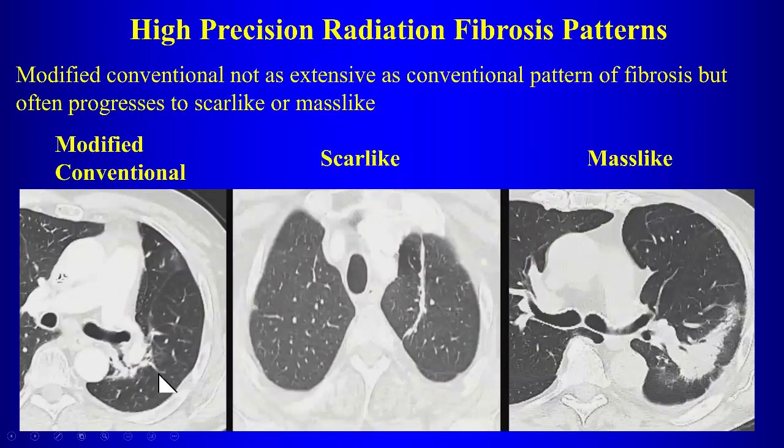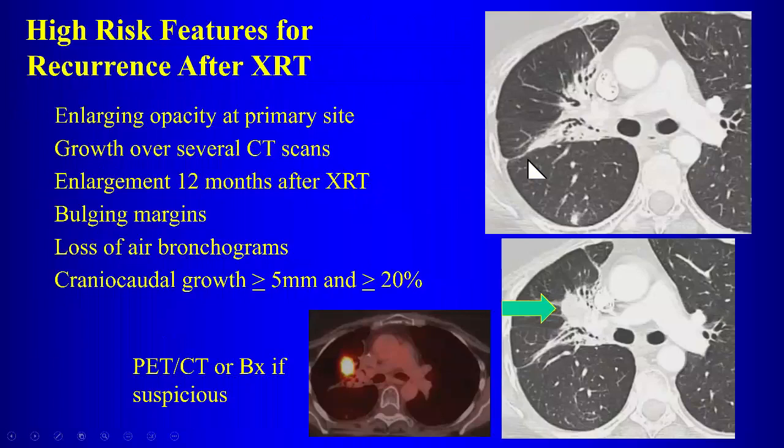And then the different types of fibrosis we can see in these patients. We can have a modified conventional pattern where it looks very similar to our traditional radiation therapy fibrosis. We can have a scar-like pattern where you just get this linear opacity that turns out to be a scar. And then we can have a mass-like pattern where it looks like a mass. And this can be difficult to differentiate from recurrent tumor when you see that mass-like pattern of radiation fibrosis.